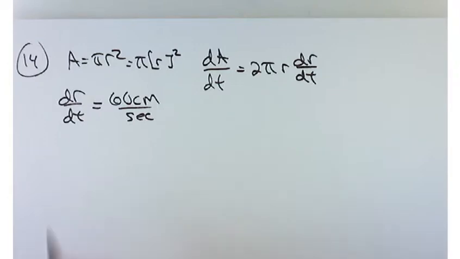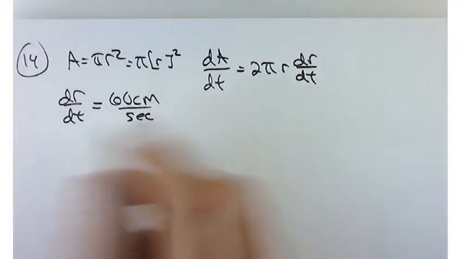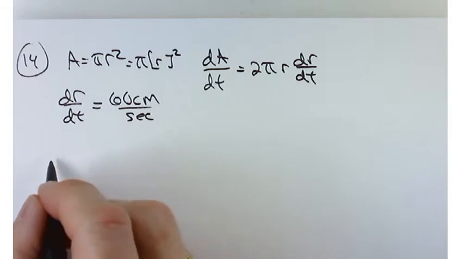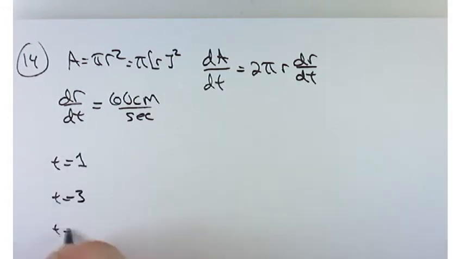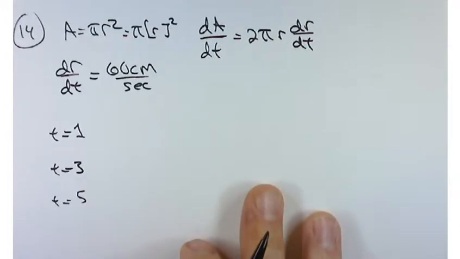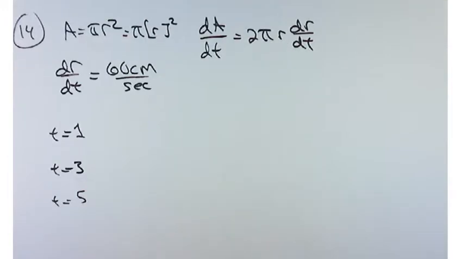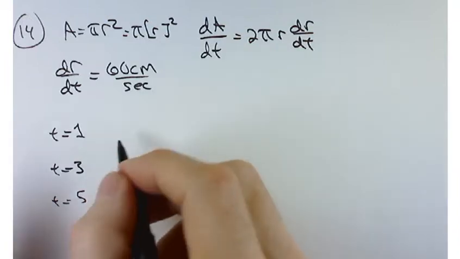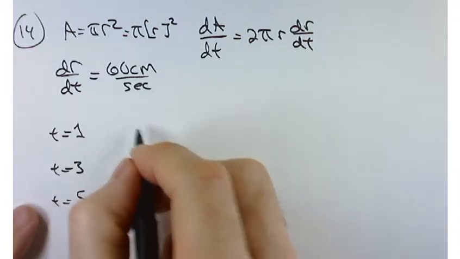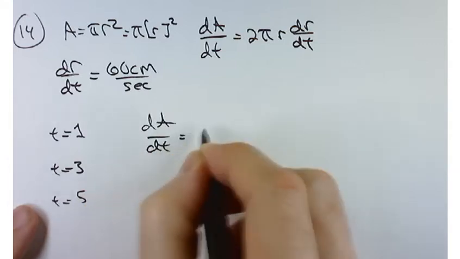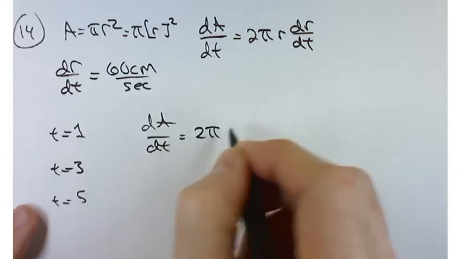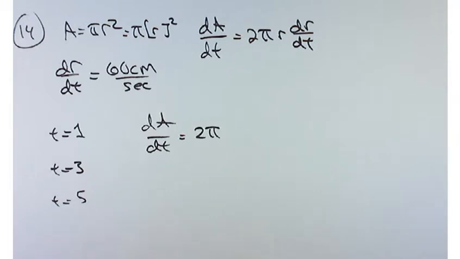Let's see. They want to know how this is changing at several different times: at time equals 1, time equals 3, time equals 5. So how is the area changing at different times? Well, dA by dt here will be 2 pi, let's see, what radius?